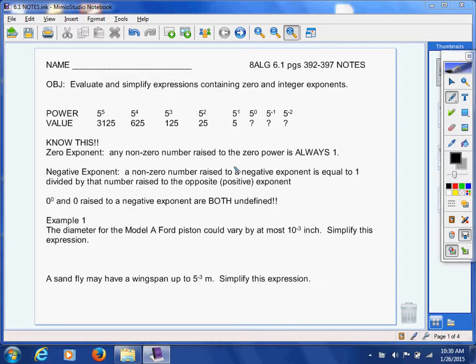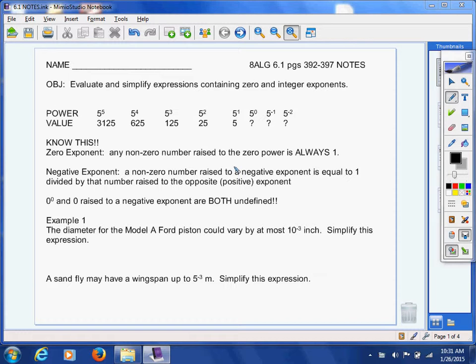We are back at it again with our video lessons, and we are going to start Chapter 6. As you may recall from last semester, we worked on Chapter 4, Linear Equations, Chapter 5, Systems of Linear Equations and Inequalities, and now we're in Chapter 6. Section 6.1 deals with evaluating and simplifying expressions containing zero and integer exponents. So we're going to get a break from graphing for just a little while. We're just going to focus on exponents and simplifying those expressions with either a zero exponent or an integer exponent.